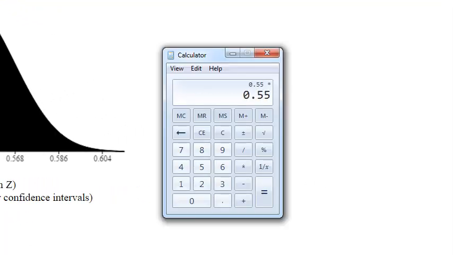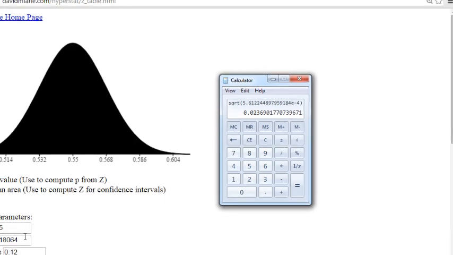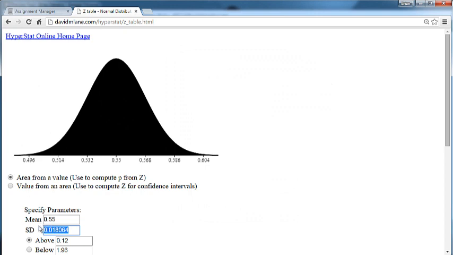P times Q over N, and square root. This is the standard deviation of the sampling distribution for the proportion. Right there, we have it: the standard deviation for the sampling distribution of the sample proportion.